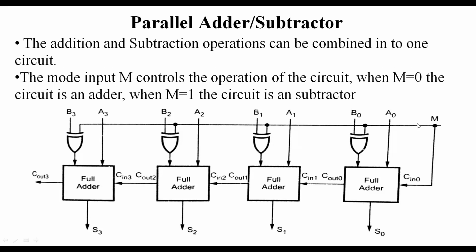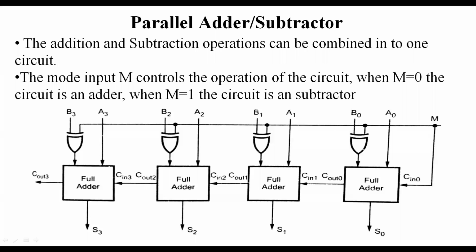And similarly, this mode control input is again connected to the carry input of the first full adder. If you want to perform the addition operation, m equals 0, so the carry in becomes 0. Therefore, the 4-bit binary parallel addition operation is going to be performed. That is, A0 to A3 is added with B0 to B3 by using m equals 0. And it will be exclusive OR.